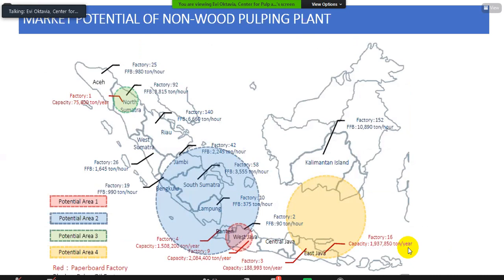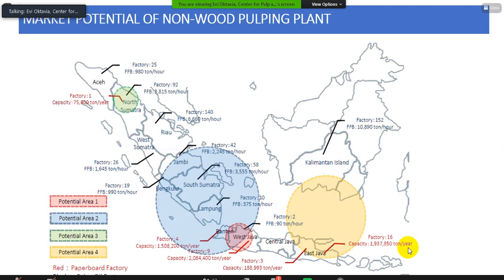There is market potential for non-wood pulping plants in Indonesia. The pink area is the potential area: the palm oil plantation near West Java and also near the paper mill. Potential area number two is some palm oil plantation in the south of Sumatra. But we still need high transportation costs to transport pulp from South Sumatra to Java. And potential area number three is in North Sumatra, the green circle, which is very far, because in North Sumatra there is only one paper mill.